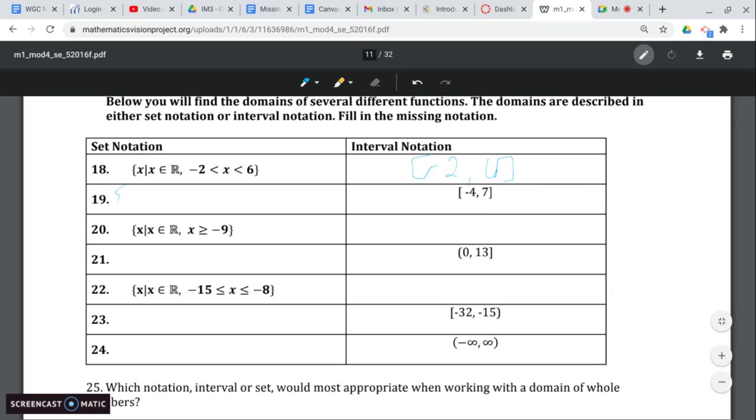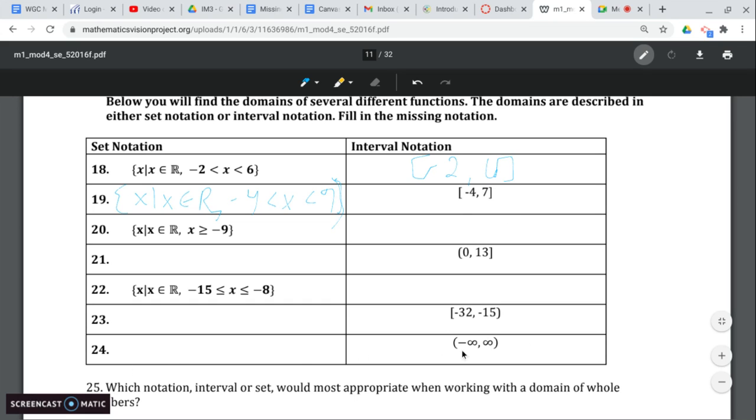Now, for set notation, we have the interval -4 to 7. So we start with x when x is an element of the real number system, -4 is less than x is less than 7. Just like that. That's what you're doing for these.